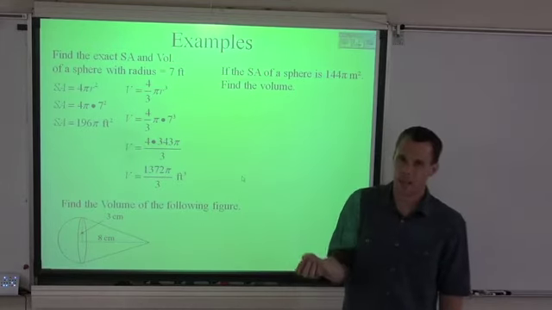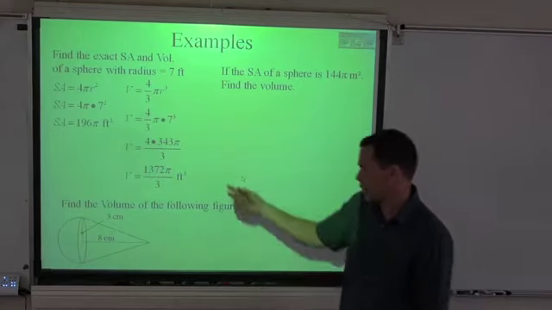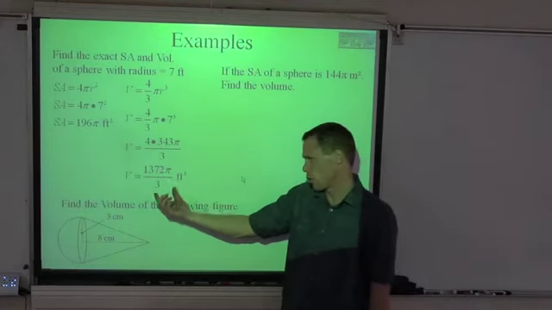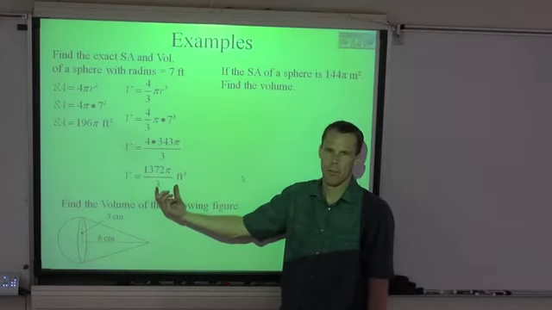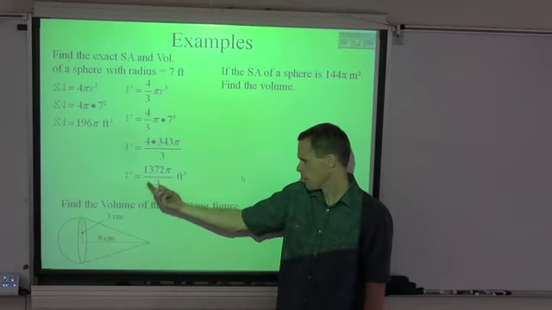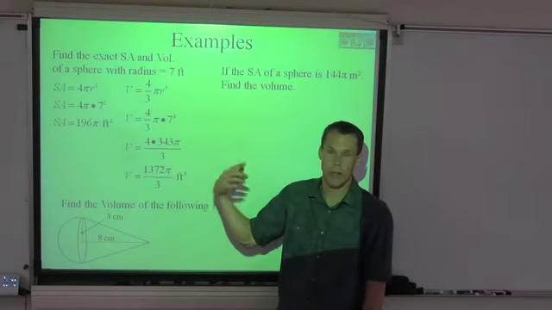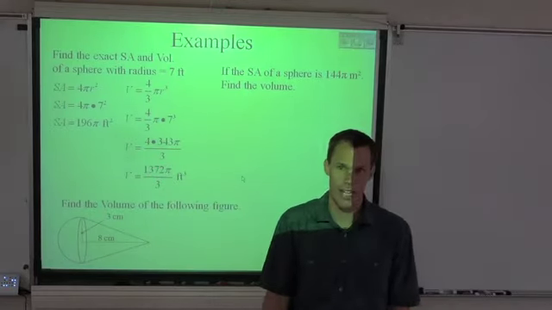Now, if I want a decimal answer, I'll go to the calculator. But if I want an exact answer, you need to practice leaving yours in fraction form. I prefer improper fraction form. 1,372 pi all over 3. Just ignore that 3. It won't divide in evenly.